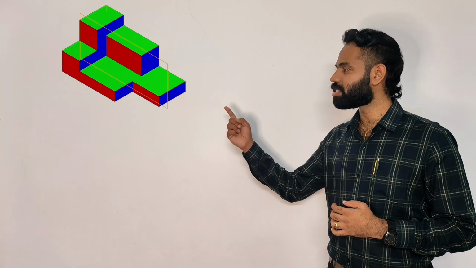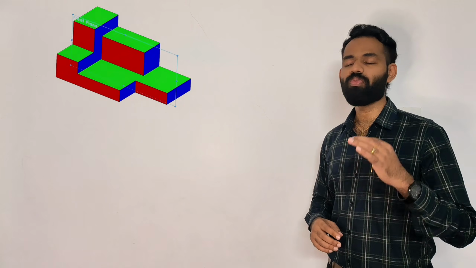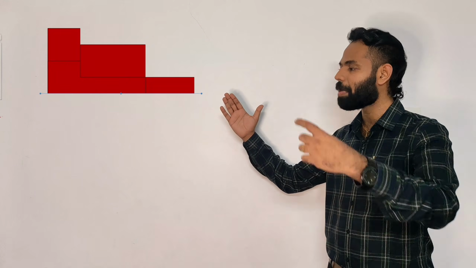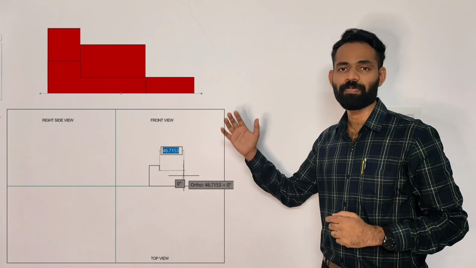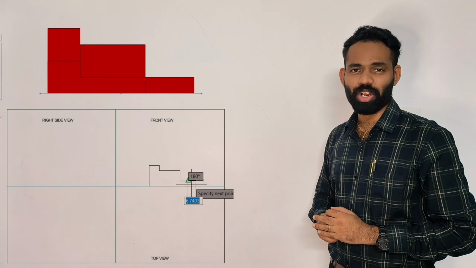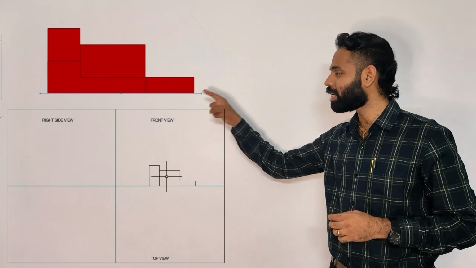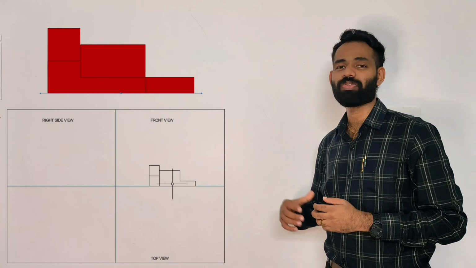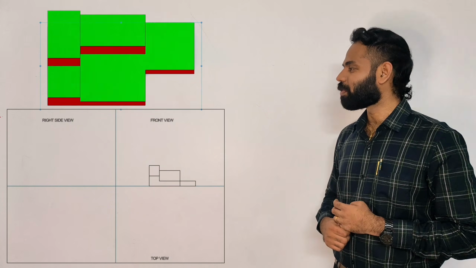Now let's take a simple example. Consider this step block. In 3D, it's easy to see. But in a machine shop, you need precise details. First, we identify the front view by looking normally or orthogonally to the front face. Looking directly at the front of the object will give the visible shape, and with the correct dimensions, we project the front view.